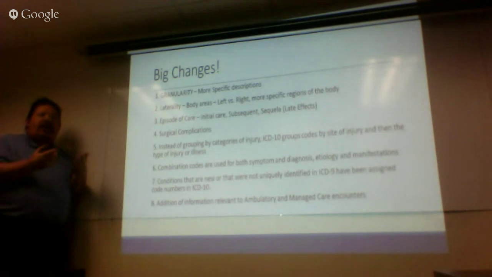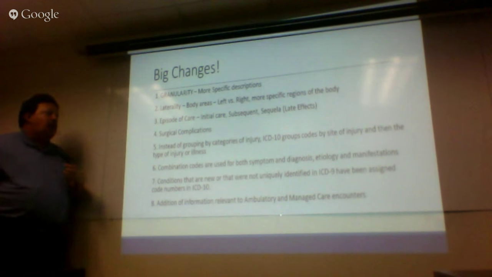If somebody was on the table and they had a surgical procedure and they had a hemorrhage during that procedure, we didn't have a code to accurately describe that. Now we do for many, many surgical procedures.